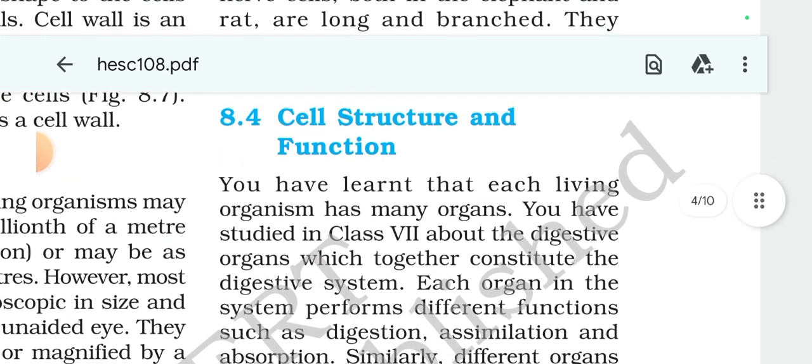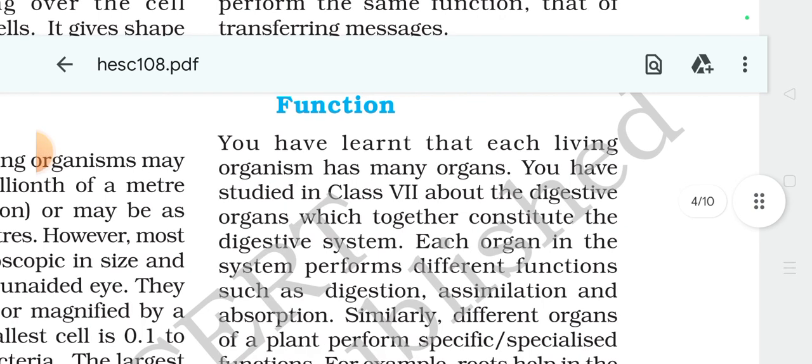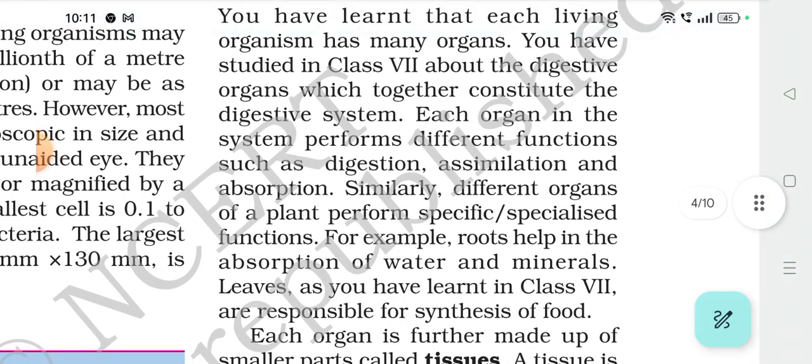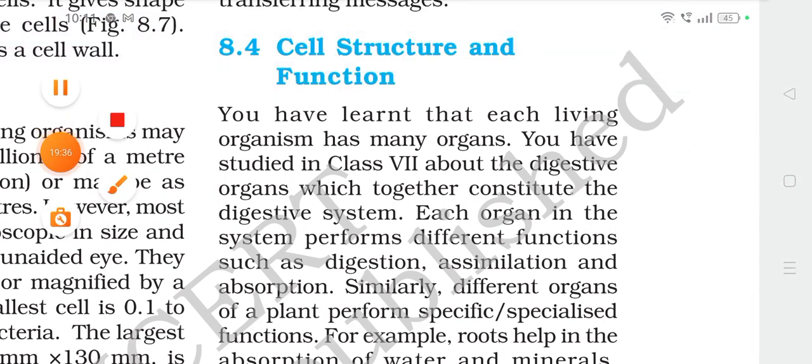Cell structure and its function. Now, a crucial point, cell structure and its function. So let us understand about it.